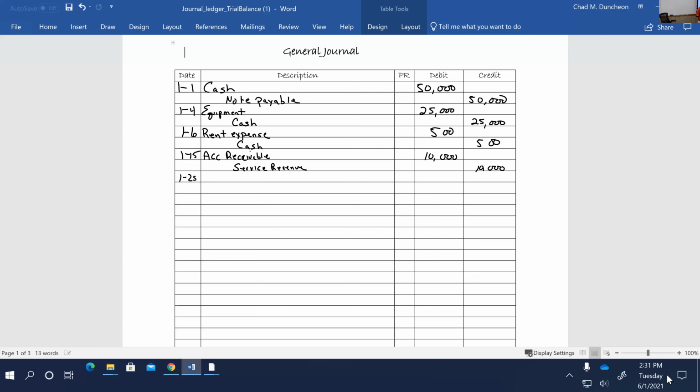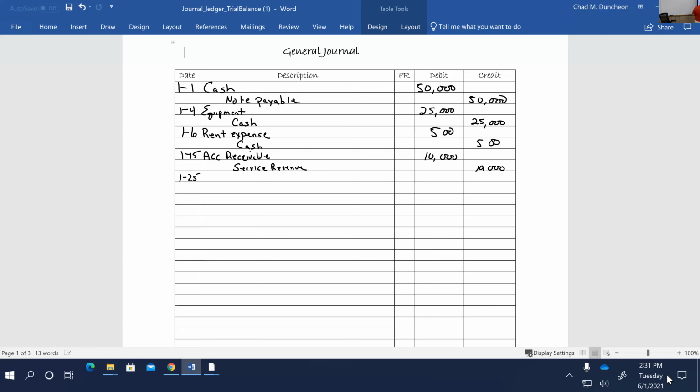On 125, we collected $3,000 from customers that we did just in the one right above us. Okay, so now we are going to receive cash because we collected the cash, but now they no longer owe us. So our receivable can go down because people no longer owe us that much anymore.